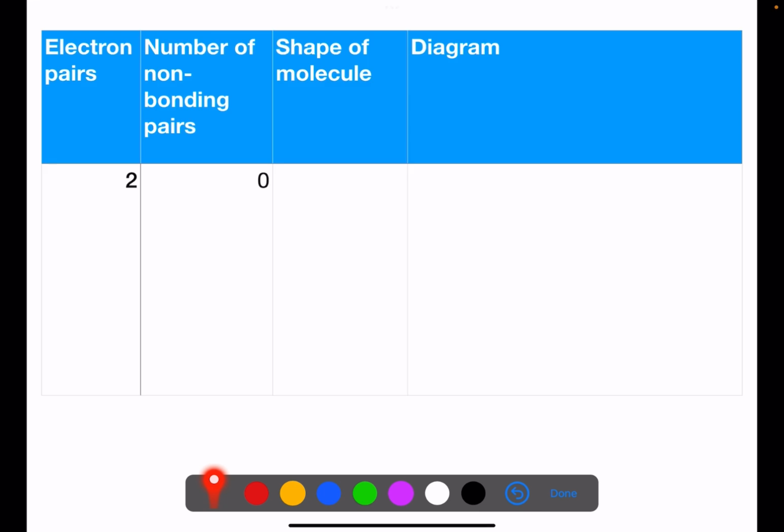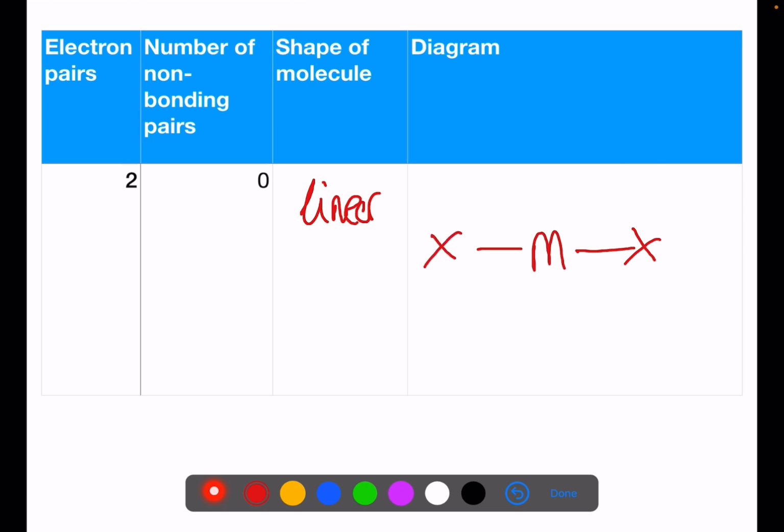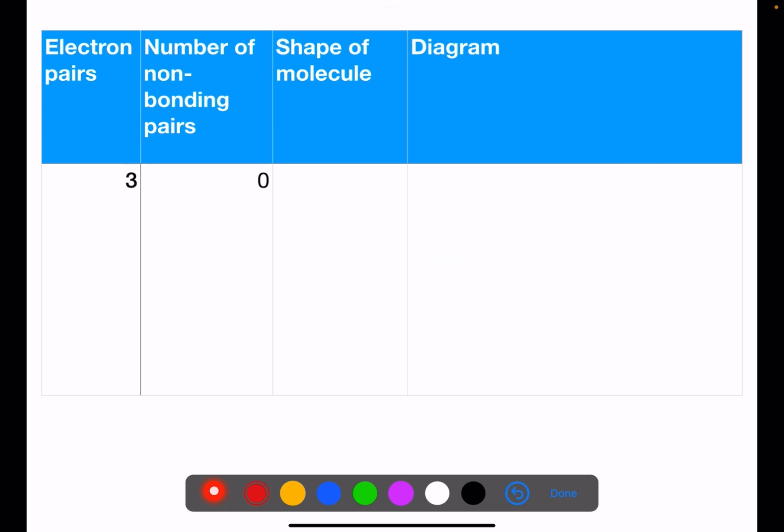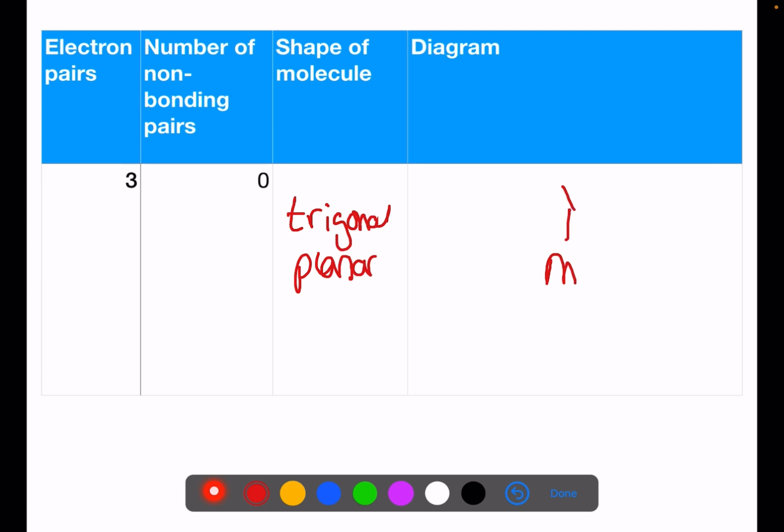So here, if we had 2 electron pairs and you have no non-bonding pairs, then this is just going to be linear. So this would be something like this here. So just a straight line. If you have 3 electron pairs and no non-bonding pairs, this will be trigonal planar. So just flat, okay, with the 3 things coming out.